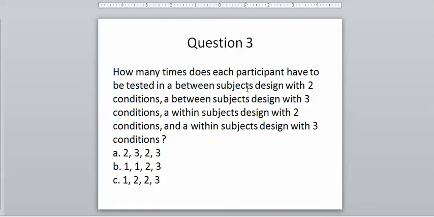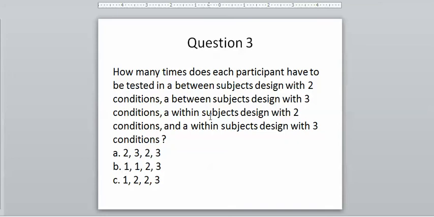because if there's two conditions in a between subject design, then half of the participants go to condition A and they're tested once, the other half go to condition B and they're tested once. If there's three conditions, 1/3 go to condition A, 1/3 go to condition B, and 1/3 go to condition C, and all three groups are tested once. So it's still 1. It's 1 for both of these, one time and one time.